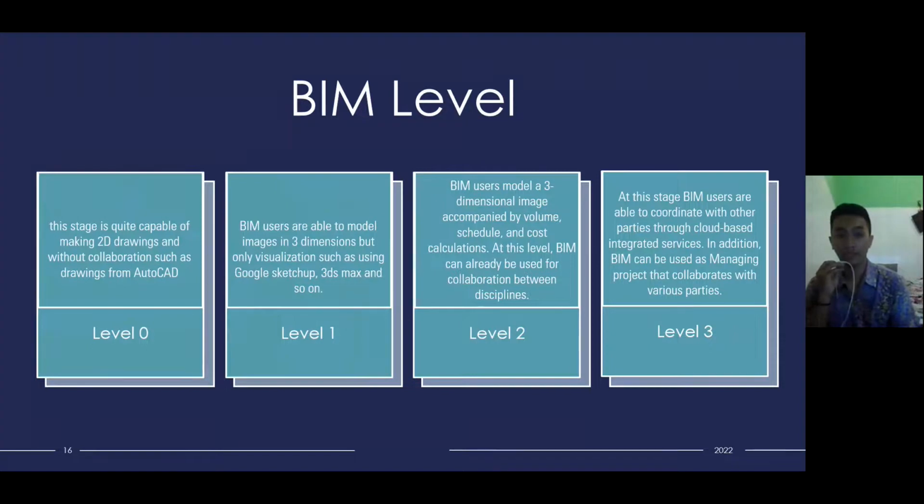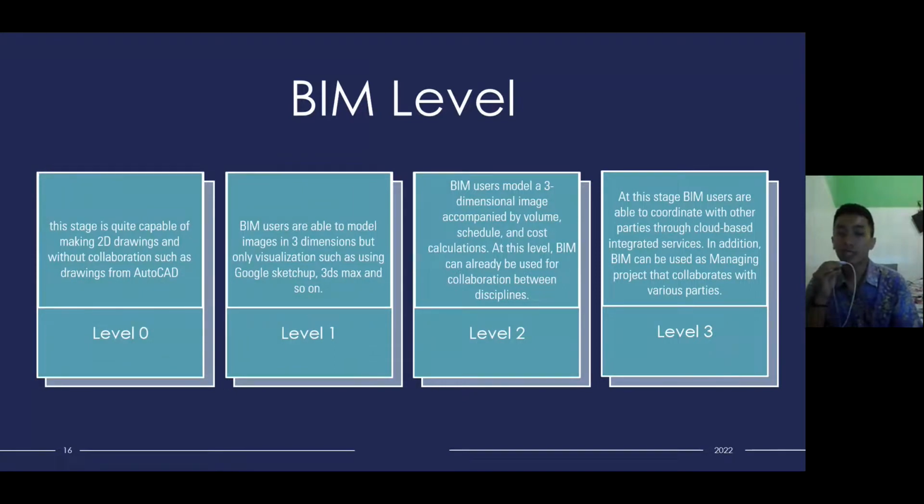In the first level, BIM users are able to model images in three dimensions, but only for visualization, such as using Google SketchUp, 3ds Max, and so on. In the second level, BIM users model a three-dimensional image accompanied by volume, schedule, and cost calculation. At this level, BIM can already be used for collaboration between disciplines.